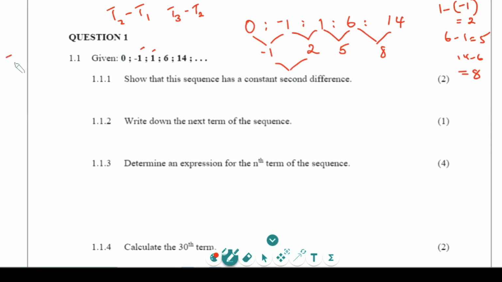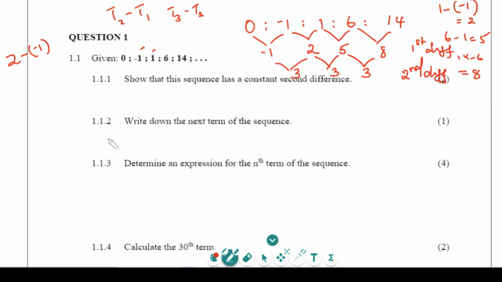So it's going to be 2 minus -1, which gives us a 3. And then if we have 5 minus 2, that's a 3. And then 8 minus 5, that is also 3. So the whole of this is the first difference, and then the 3's will represent our second differences.